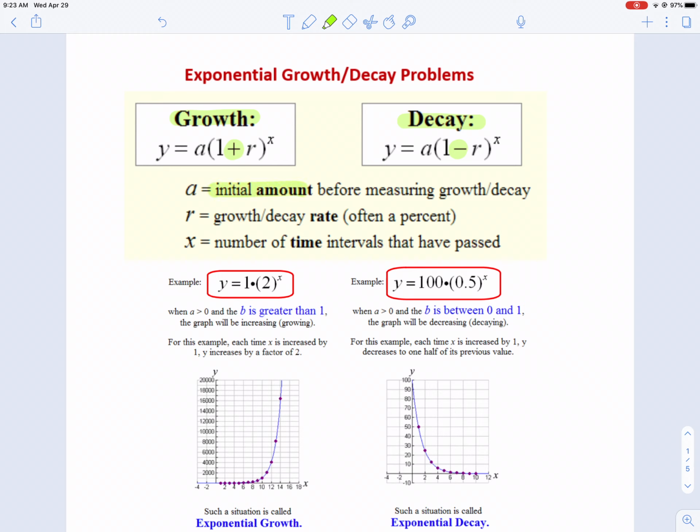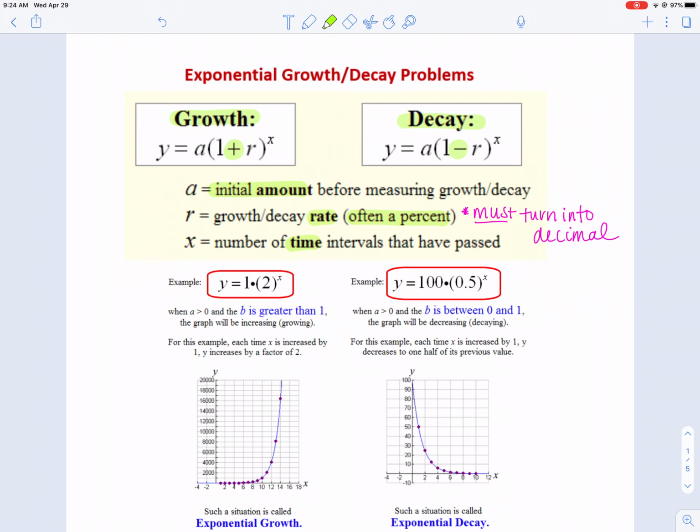Very important, your R value is called the rate. And they usually give it to you as a percent. But you need to put a little star right here. This is really important. You must turn it into a decimal. Okay, the R value is going to be a decimal value that you put in. And your X value is going to be your time. It's how many years have passed. For you guys, it's mostly going to be just annually, years.